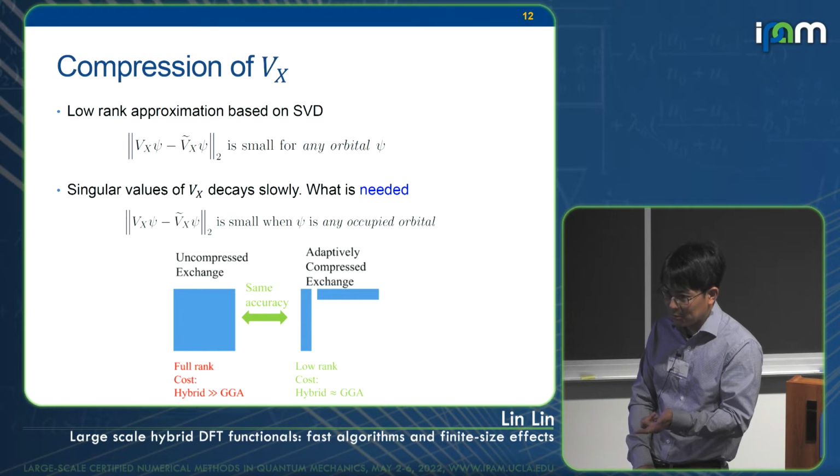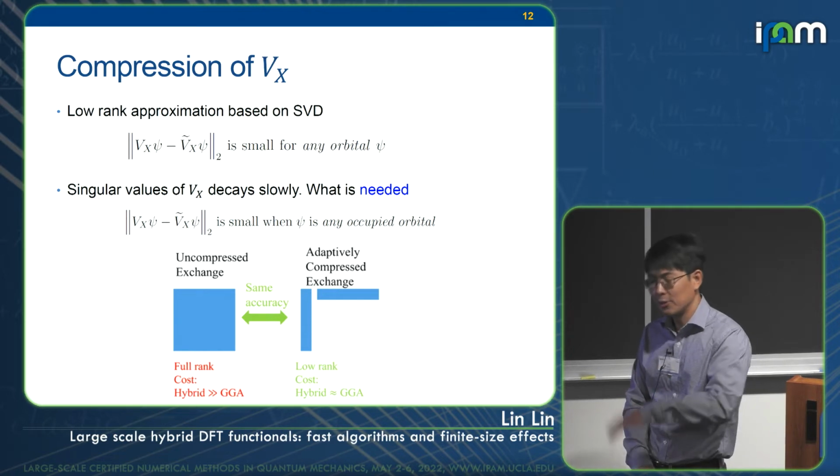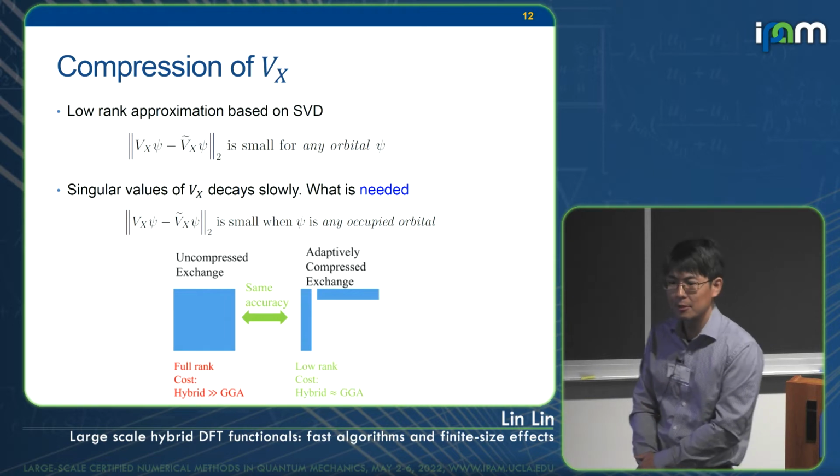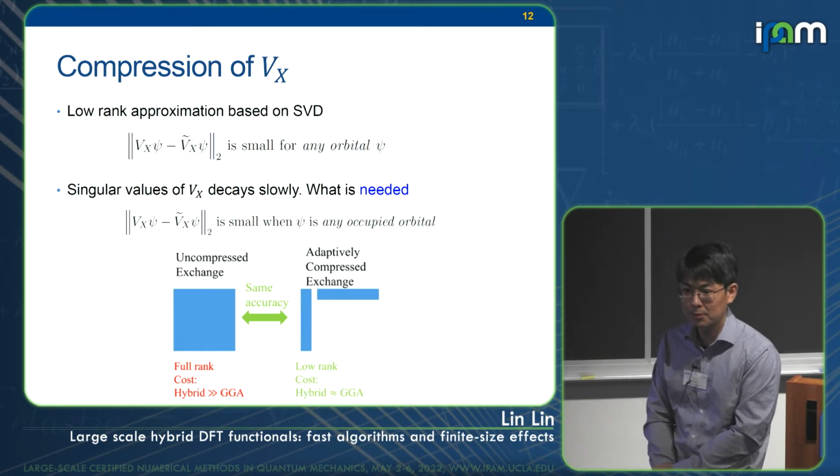What are the occupied orbitals? I make a compression. I get a new guess, and so on and so forth. Hopefully, this thing magically converges. So that's the basic idea. Sounds like a tall order.